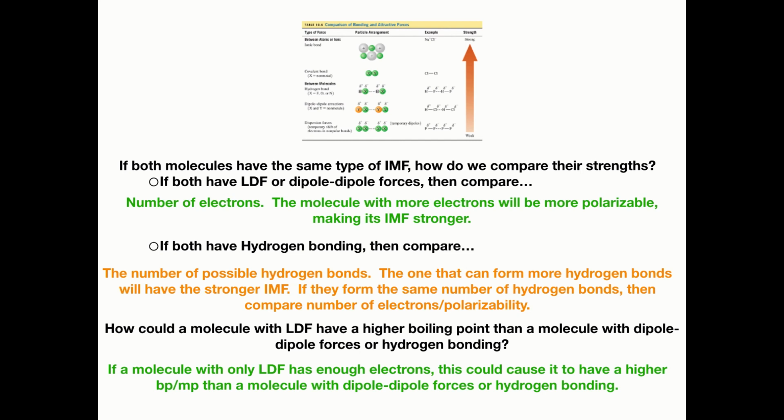If they can only form the same number of hydrogen bonds, then we go back and talk about which one has more electrons. And then finally, just because a molecule has London dispersion forces, because it's nonpolar, doesn't mean that it's going to have the lowest boiling point or melting point. If it is a large enough molecule and has enough electrons, if it is that polarizable, its intermolecular force can be stronger than dipole-dipole or hydrogen bonding.